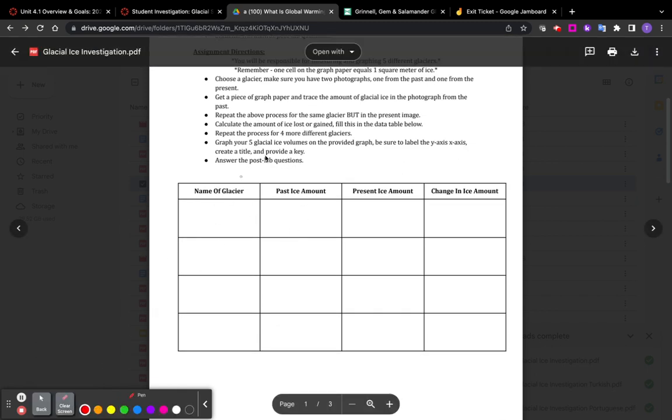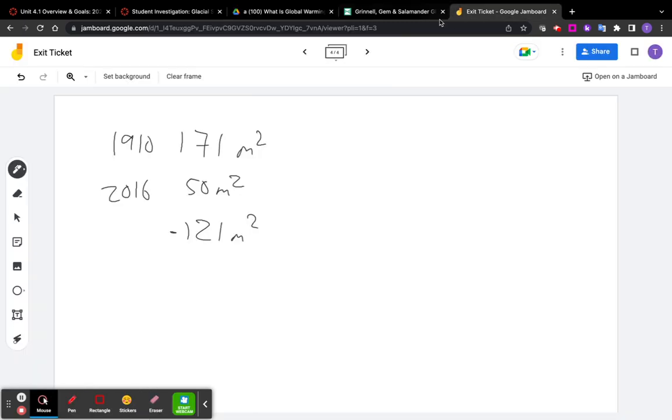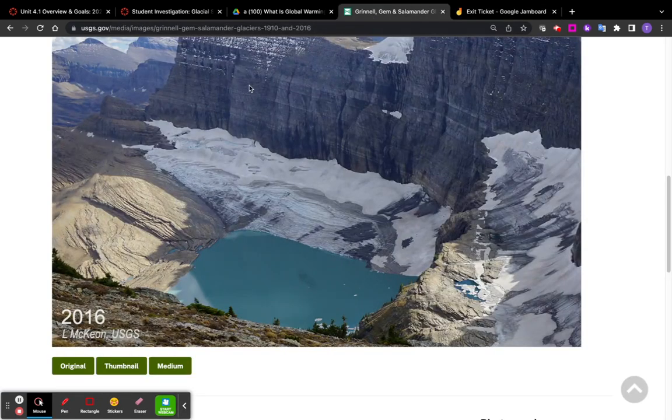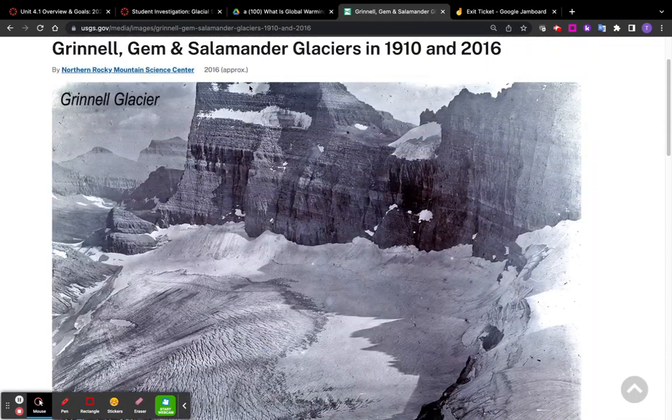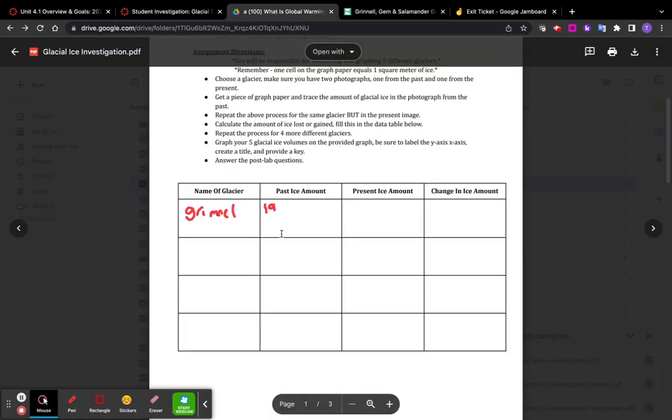So what you're going to do is on your worksheet, what I would highly suggest, you'll put the name. So this one was the Grinnell Glacier, if I recall. Now the past ice amount, I'm going to put the date. So it was from, I'm cold. It was from 1910 to 2016. Is that Grinnell? Yeah. 1910 to 2016. So I should put 1910. And it was 171 meters squared. And I'm going to put 2016 just to help me. And let's say it was 50 meters squared.